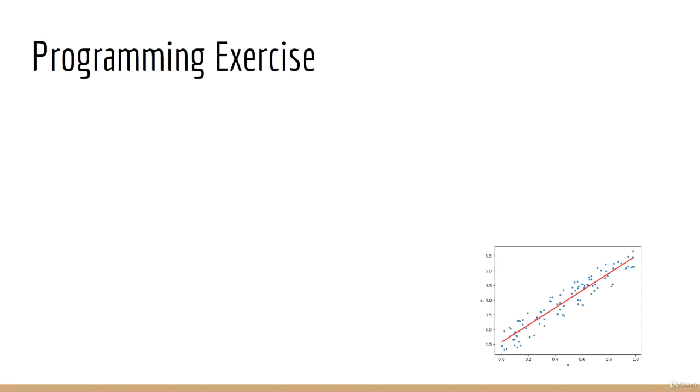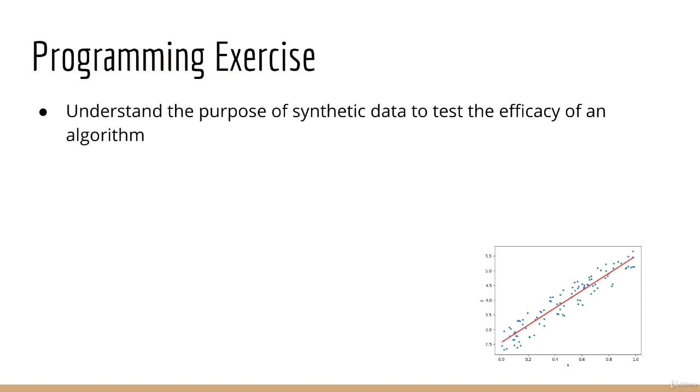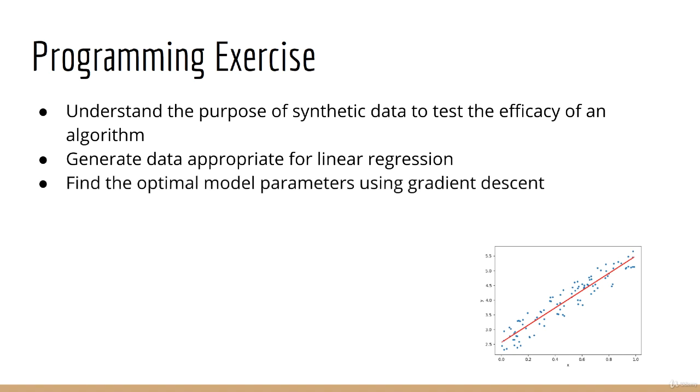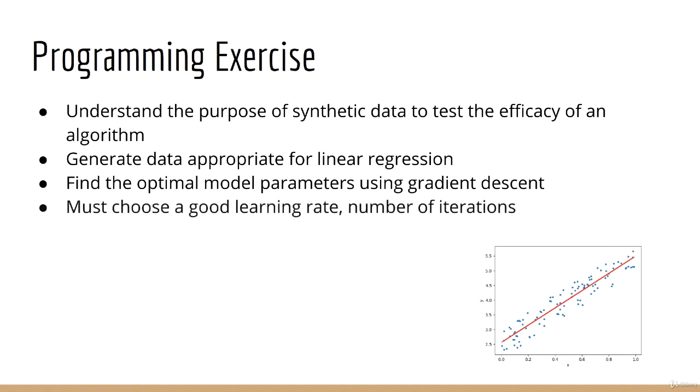The final exercise in our warm-up will be a programming exercise. First, I'm going to assume you understand the importance of synthetic data, especially as it relates to evaluating the efficacy of an algorithm. So this exercise consists of multiple parts. First, you're going to generate data that is appropriate for use with a linear regression model. Second, you're going to find the optimal value of the model parameters using the gradient descent method rather than the analytical solution. This will of course involve choosing the learning rate, as well as the number of iterations of gradient descent that you need.